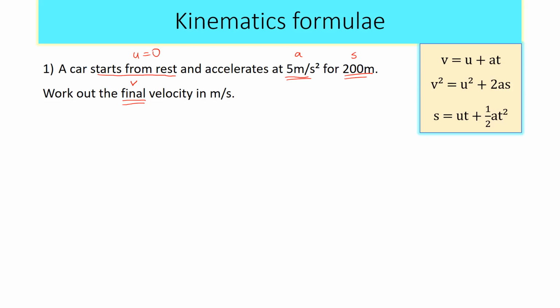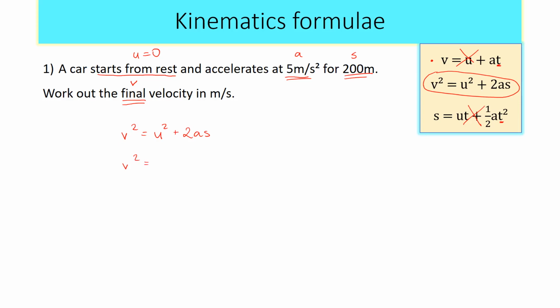So now we need to decide which formula we need to use. Now notice that the first formula that we have here also includes t. We don't have t given in our question, so we can't really use this formula. And that means that we can't use the last formula either because it also has t in it. So the only formula that we can use here is that middle one. So v squared equals u squared plus 2as.